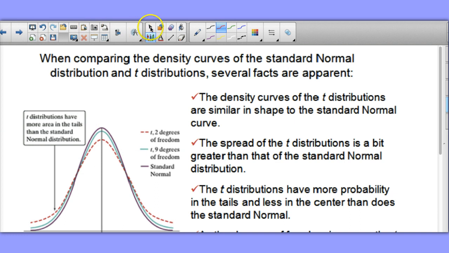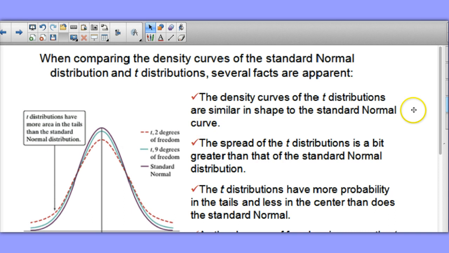Here we have the t-distribution and the standard normal distribution. The standard normal distribution is in purple, and for the t-distribution, there's one here in red and one here in blue, and you might be wondering why they are different, and that's because they're based on different sample sizes. The red dotted line has what's called 2 degrees of freedom, and the blue line has 9 degrees of freedom.